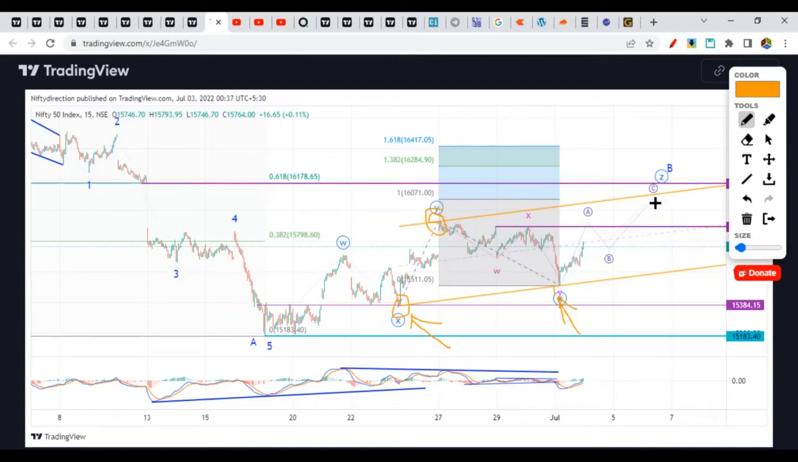So Z wave should not cross this channel on the upside. So that's what I am saying here. Okay, so this is how ABC should look like.